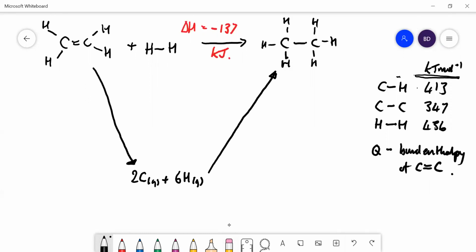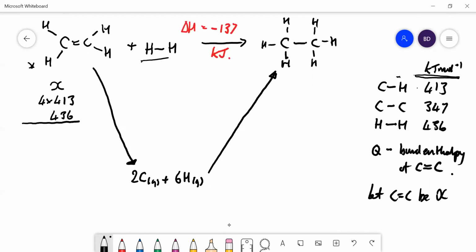So when we go from here down to the gaseous atoms, we're breaking 1 carbon-carbon double bond, and we don't know what that is. So let the carbon-carbon double bond be X. Okay, so we've got X plus 4 times 413 for those carbon-hydrogen bonds. And we've also got this hydrogen-hydrogen bond here, so plus 464 for that. Sorry, 436.